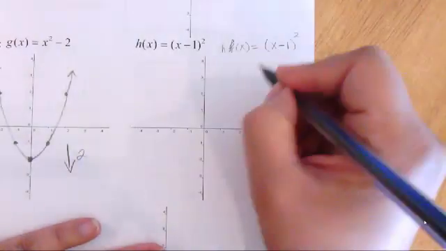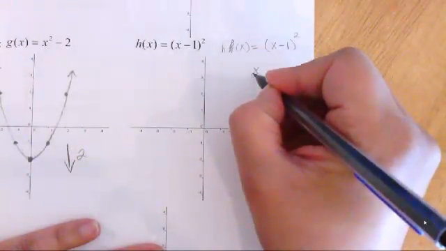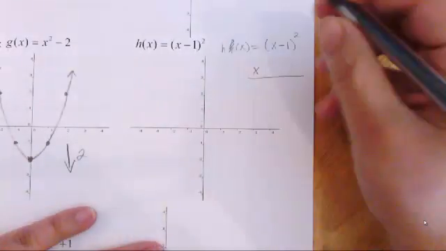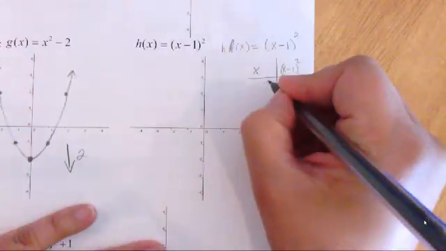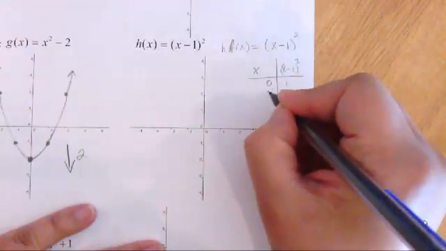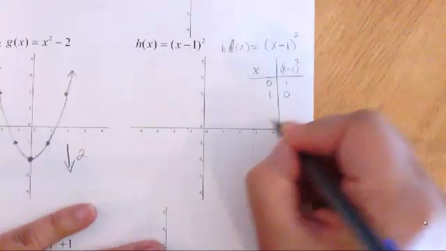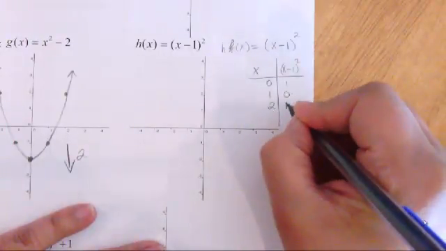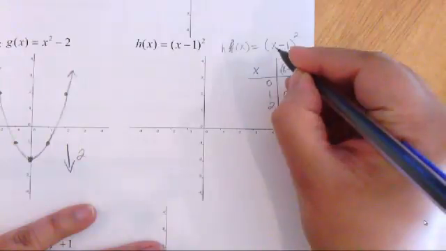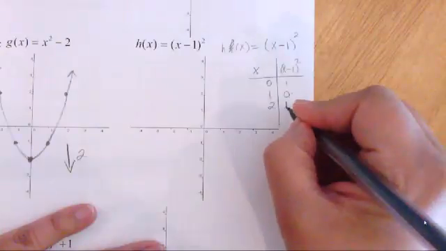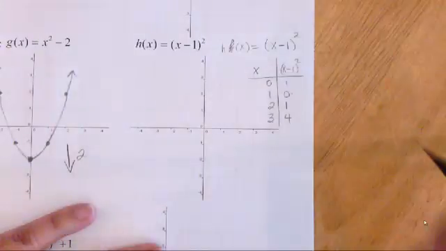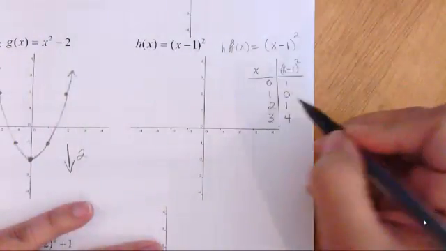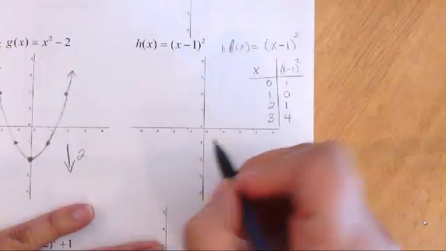Well, we can do the same thing as before, just a real quick table of values. So x, and we've got x minus 1 all squared. If I choose x equals 0, I get y equals 1. If I choose x equals 1, I get y equals 0. X equals 2, I plug in a 2 here, and then I get 1. If I choose x equals 3, then I get y equals 4. Okay, so let's plot these points and see how my original function has been changed.